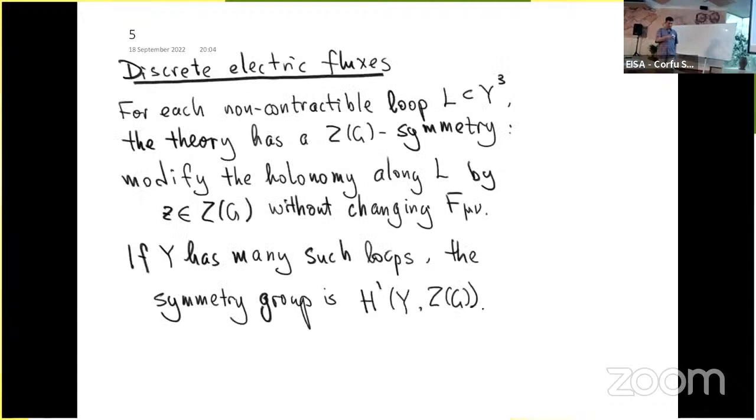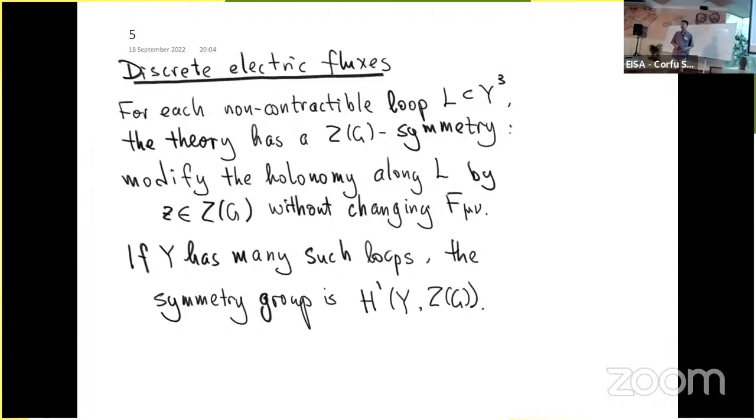Now let's look at discrete electric flux. This is slightly more complicated. Suppose our three-manifold, which is our space, has a non-contractible loop. In other words, pi_1 of Y is non-trivial. Then I claim that the gauge theory has a Z_G symmetry. Recall that Z_G is a finite abelian group, which is the center of the simple Lie group.